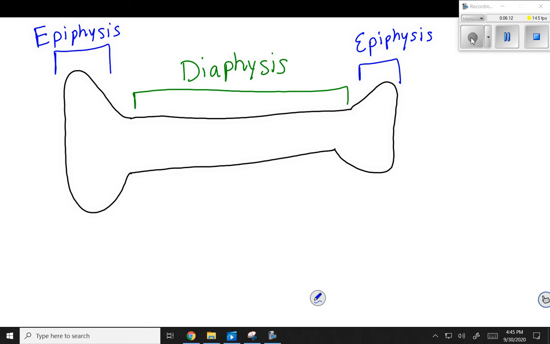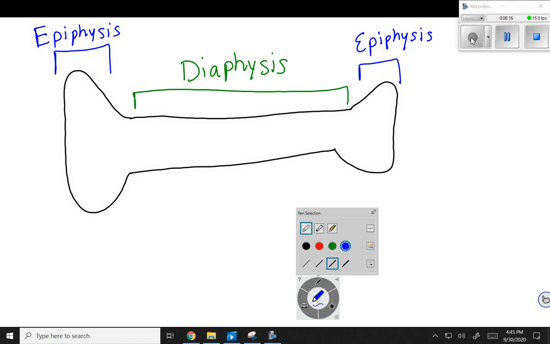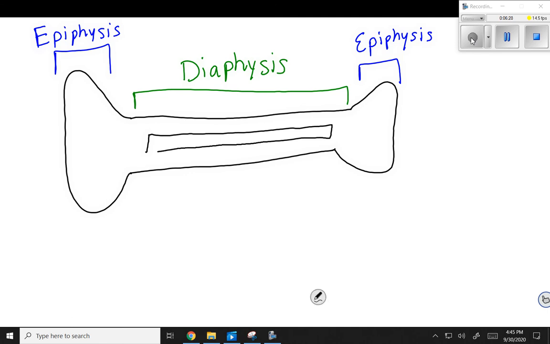In the middle of the bone, we have a hollow cavity. Well, it's not exactly hollow, it is filled with something. But go ahead and draw a rectangle. And that is the cavity that holds yellow bone marrow in adults.